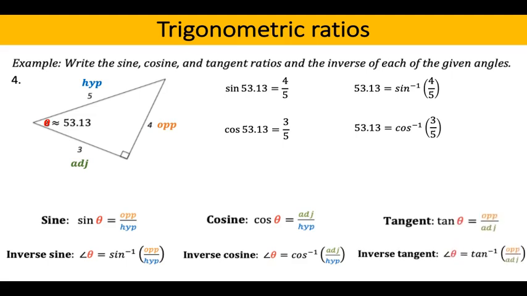And finally, now for tangent, opposite over adjacent. So tangent of theta, so tangent of 53.13 equals the opposite side is 4 over the adjacent side, which is 3. Set up the inverse for tangent also. So 53.13 equals inverse tangent of 4 over 3. Just learning right now how to set these up, and I'll show you here in a moment how to check them with your calculator.